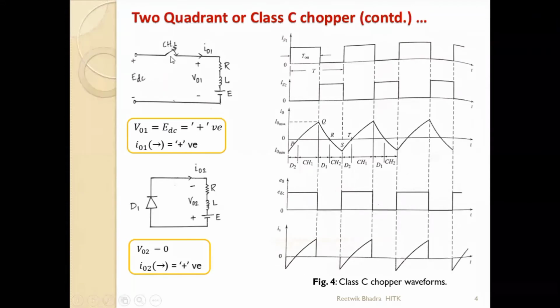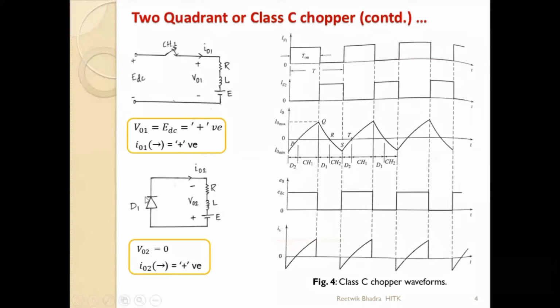When chopper is connected, remember the inductor charges. So what is the charging current? Exponentially increase. Okay, so at this point, in the first figure, when CH1 is on, it should exponentially increase.